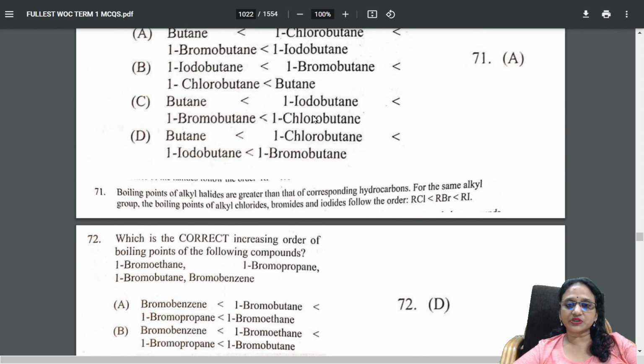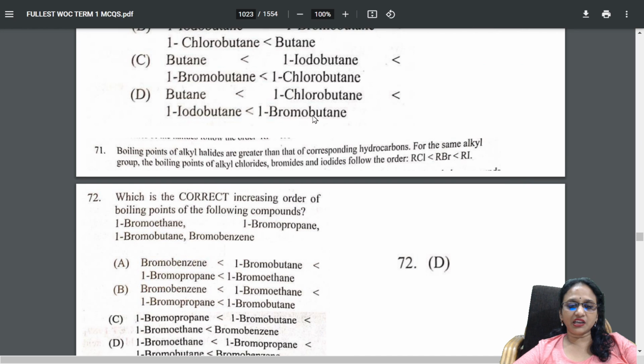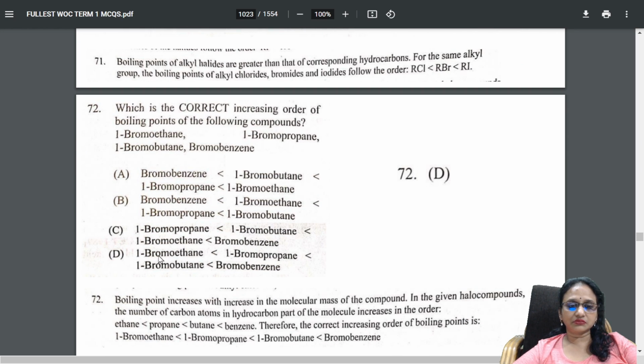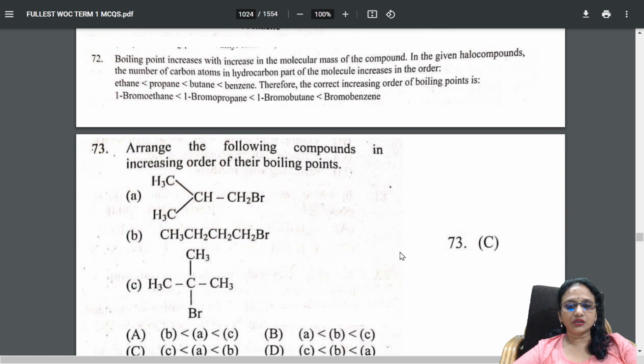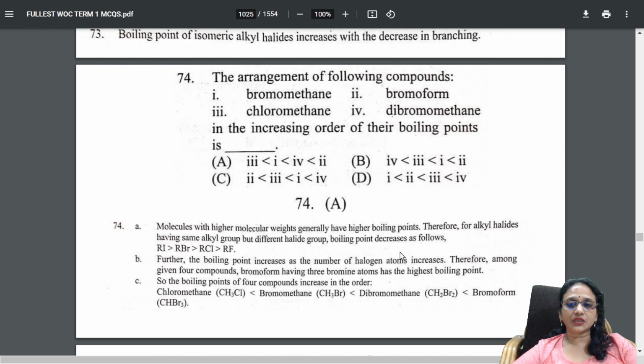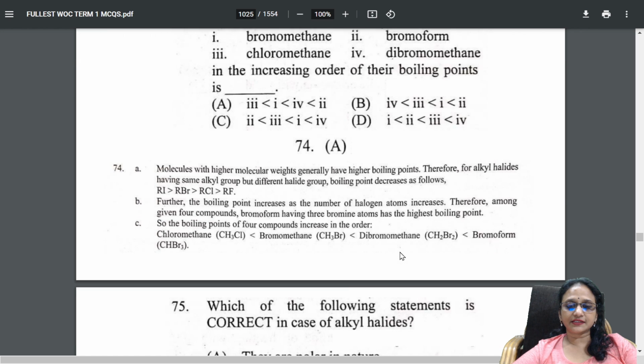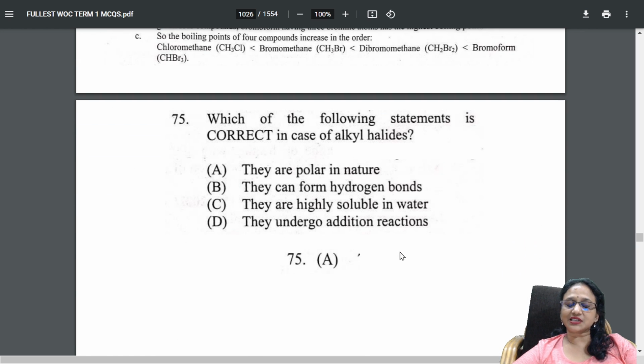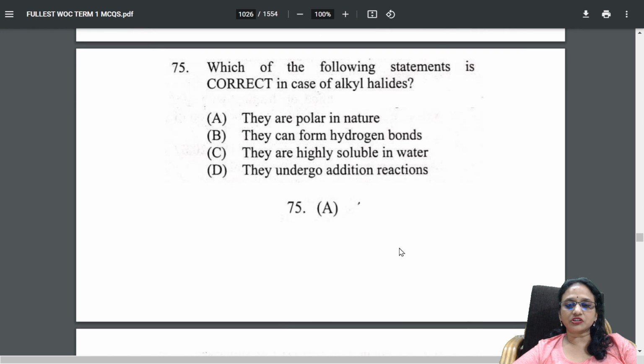Different halogen atom question here. Same halogen atom and different alkyl groups question. So the concept is also given here. Boiling point questions based on isomeric alkyl halides. Questions based on the boiling point, yes. So the same question, how is it asked in a different way? This is the physical property, the solubility factor.